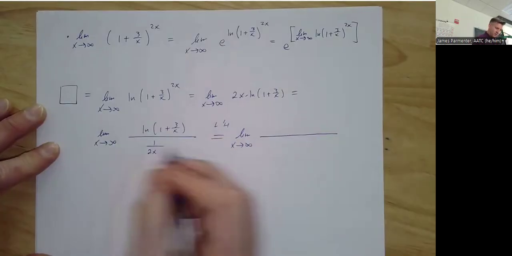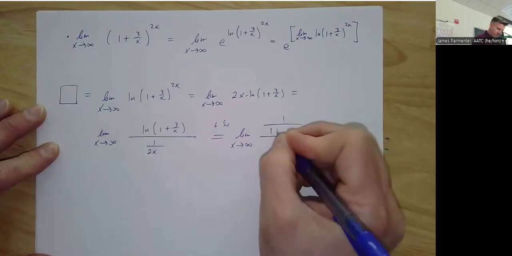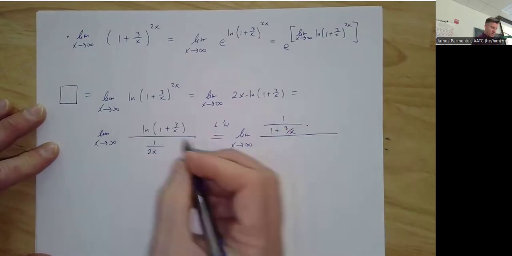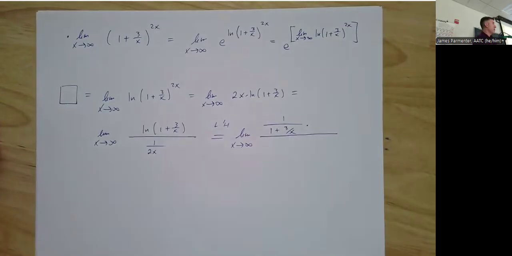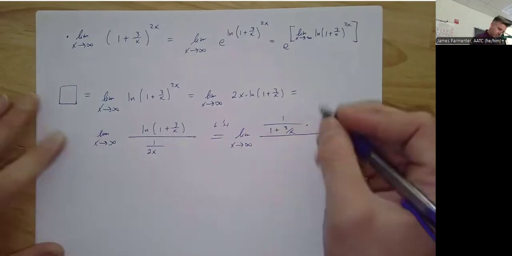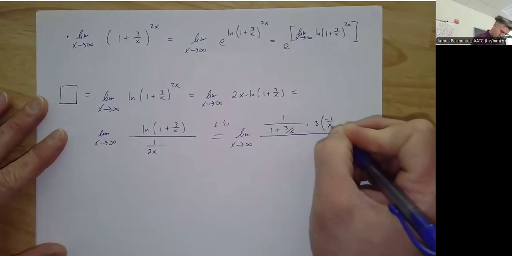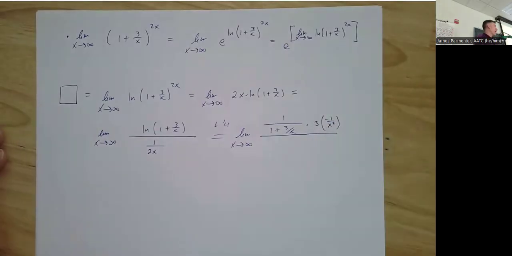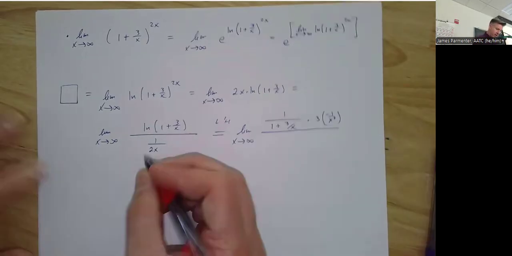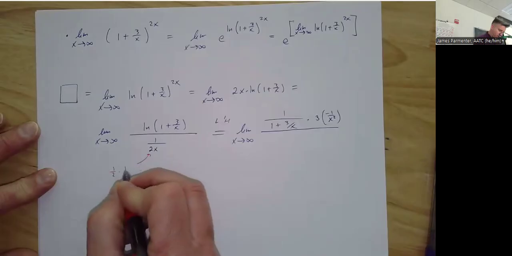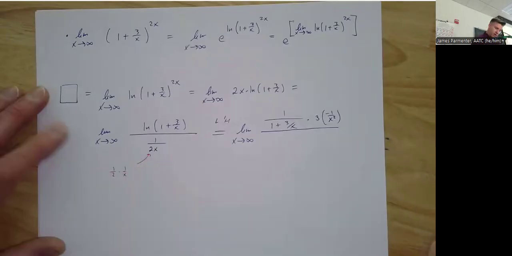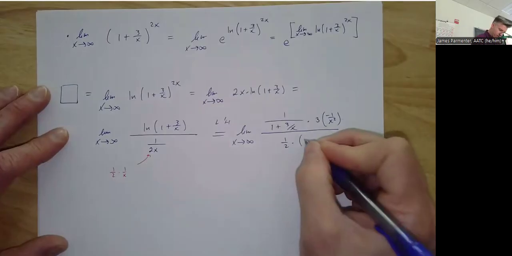The derivative of the natural log of some stuff is 1 over the stuff times the derivative of the stuff. Okay, check this out. The derivative of 1 over x is negative 1 over x squared. The derivative of 3 times 1 over x is 3 times negative 1 over x squared, or as I would probably write, negative 3 over x squared. Similarly, what we have down here is 1/2 times 1 over x, and the derivative is going to be 1/2 times negative 1 over x squared.